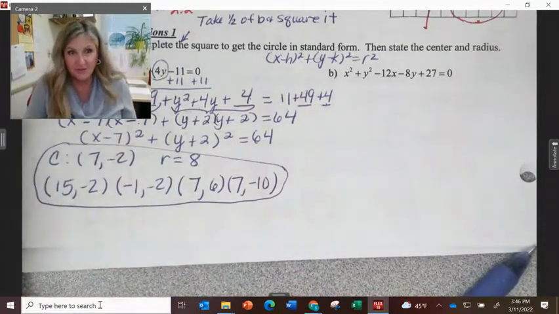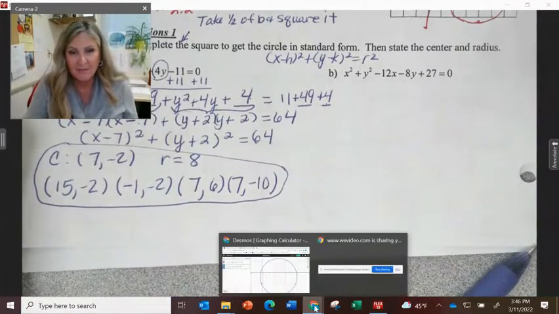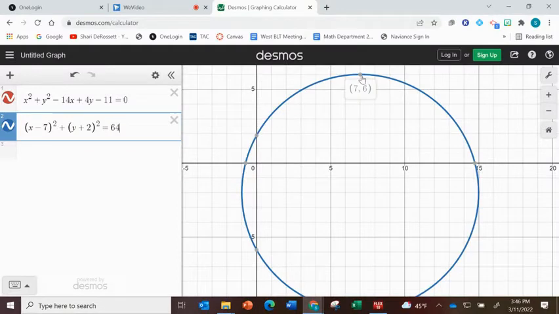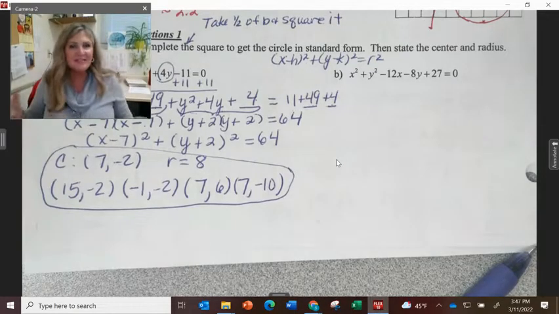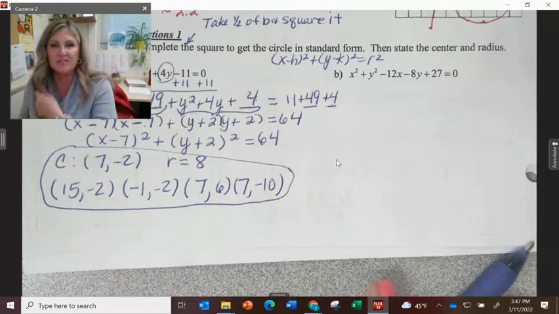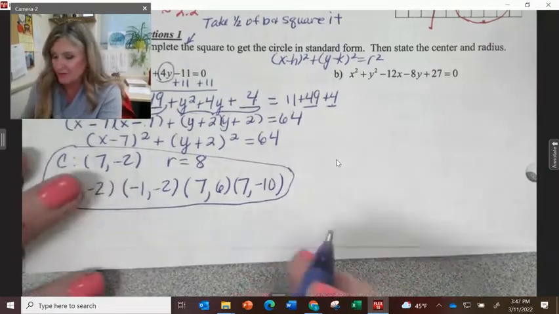Now, let's say I'm not sure that those points are right. Well, let's hop back here to Desmos. We already have these. Let's check these points. There's 7, 6. We got that one. Where's the next one? Right here. We've got 15, negative 2. And this is our other one, negative 1, negative 2. That one's good. And then the bottom one was 7, negative 10. So we have them. Now, I'm not saying you should use Desmos on every problem. It just takes too long. But it is a nice way to check.